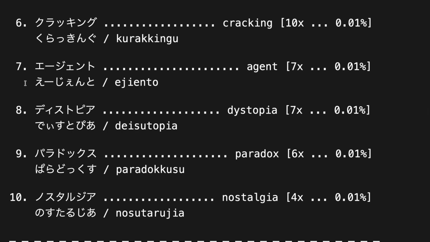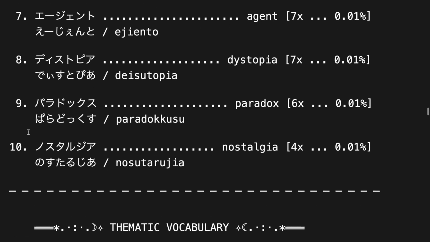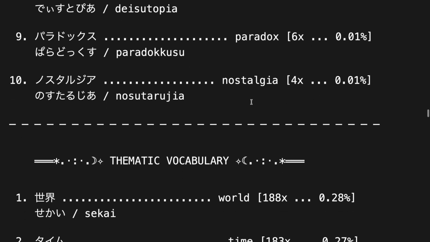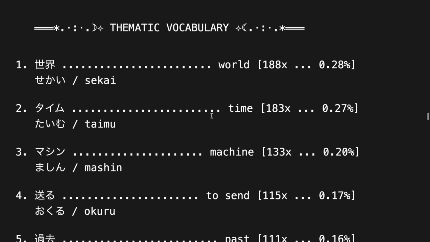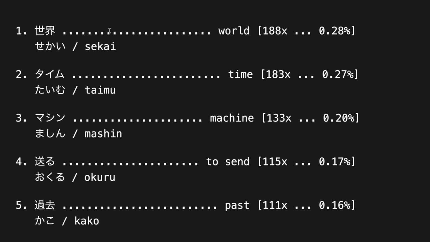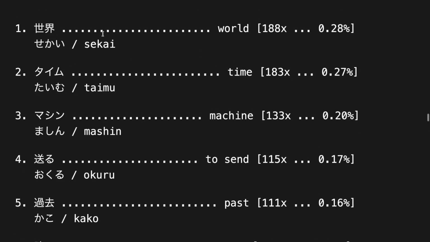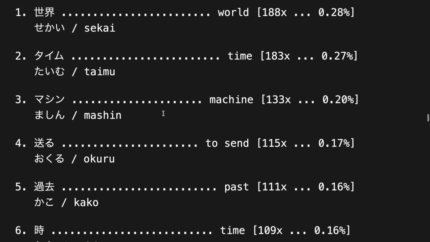Correcting, agento, dystopia, paradox, nostalgia drive. Nostalgia drive, that one. Oh my god. Yeah, these are thematic vocabulary. You can really sense how important these words were to the show. When you look at them, you just know these were the ones which were just dominant in the show, right?